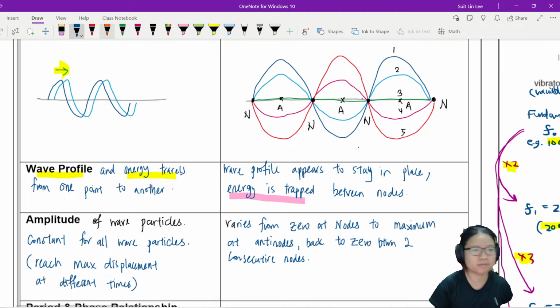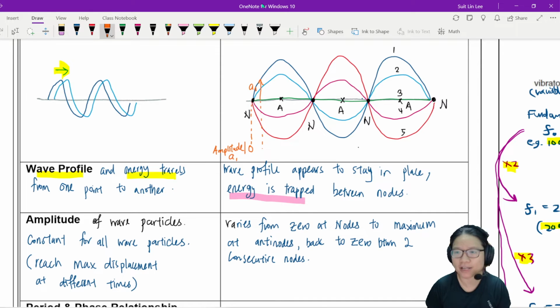If you want to draw this, let me use orange for this. The amplitude here, so I'm just going to write A, and A is for antinode. Okay, so the amplitude here is 0, and then the amplitude here, let's say at this position, from here to here is the amplitude. So amplitude, maybe I will use small a1. So this one is a1, the height of this arrow.